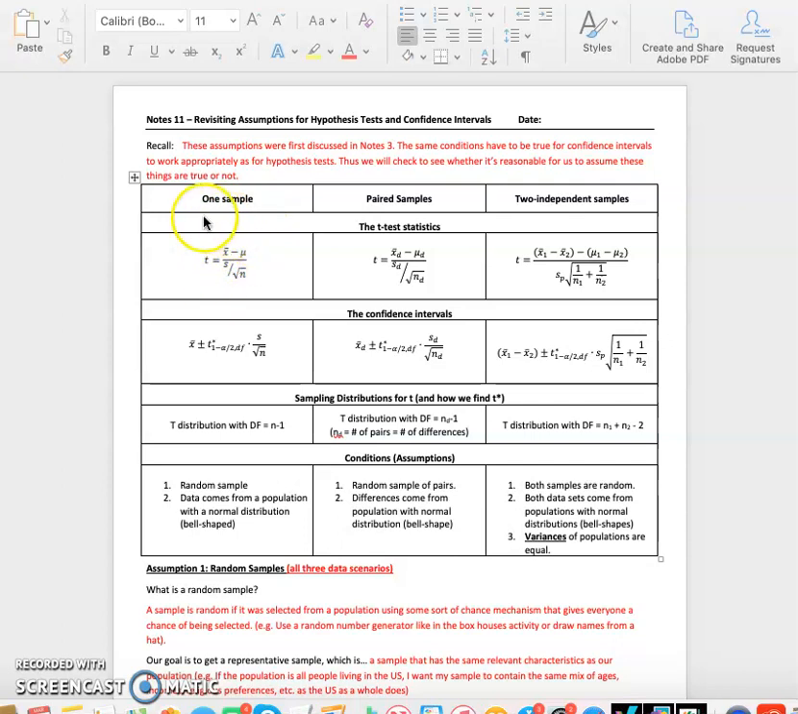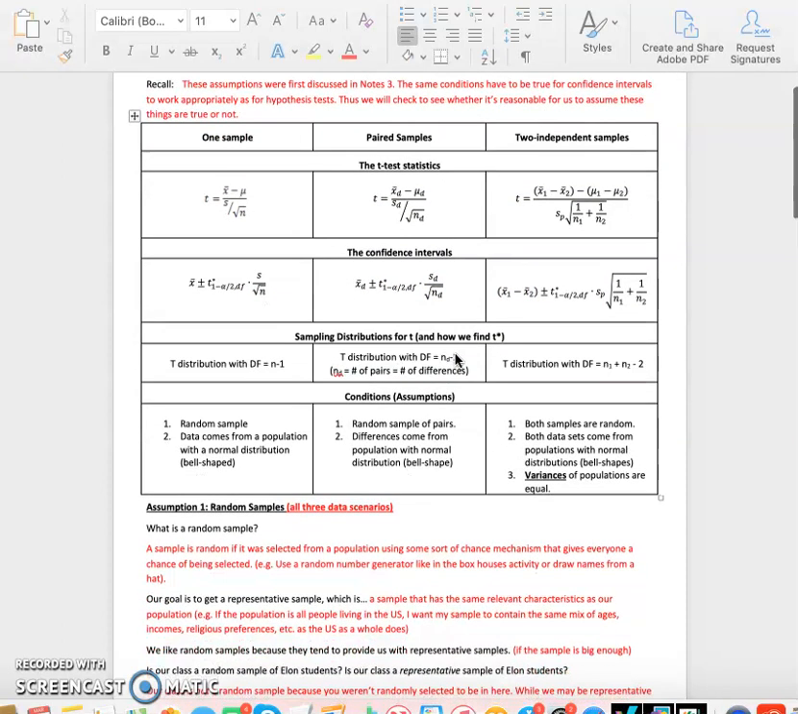So we've got a one sample hypothesis test, paired sample, and two independent samples. And you can see the test statistics that we had back in Notes 3 on that reference sheet that we kept referring back to during Exam 1 material. And for confidence intervals, we've got a confidence interval formula for each of those three scenarios as well.